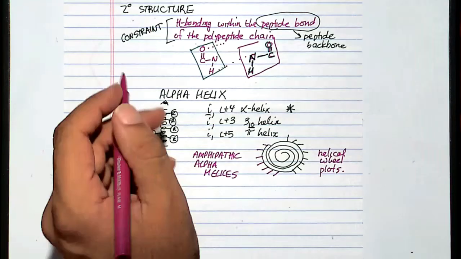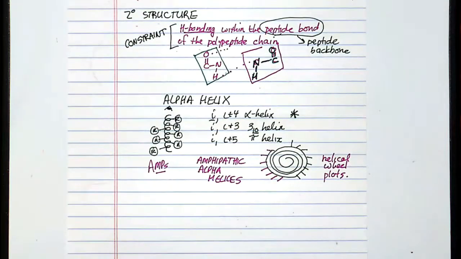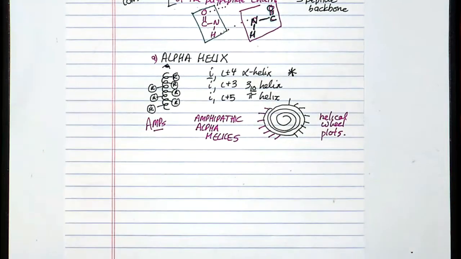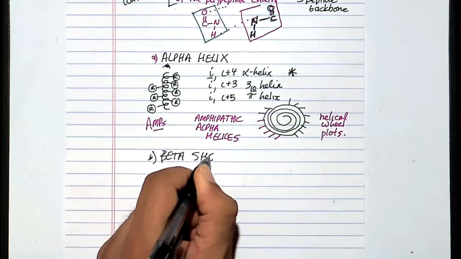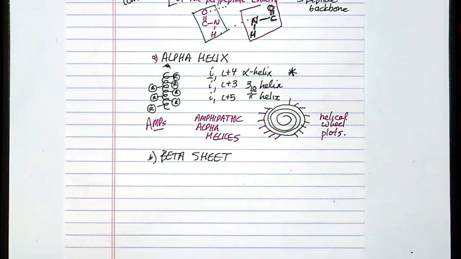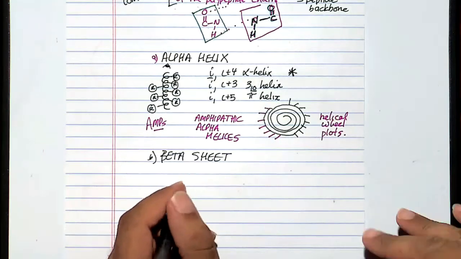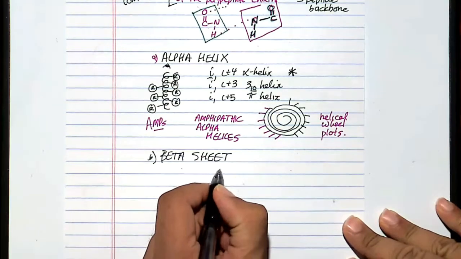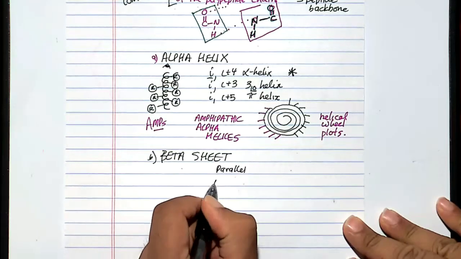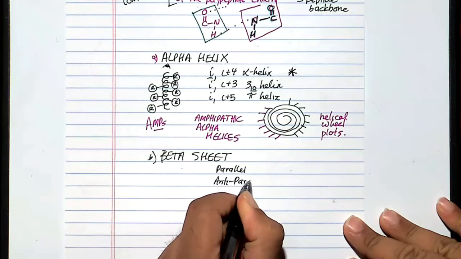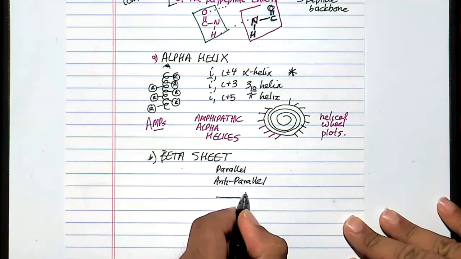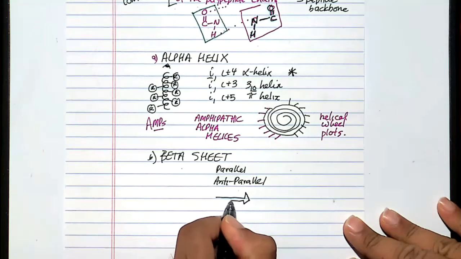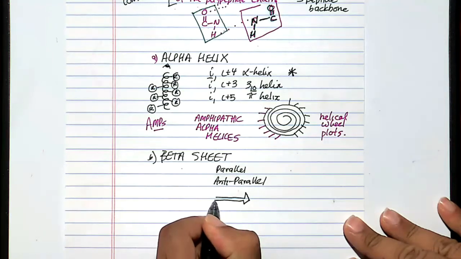All right, so under secondary structure, we have an alpha helix, and then we also have the beta sheet. So this is meant to be a very, very quick cursory review. A beta sheet can be parallel or anti-parallel. So typically a beta sheet kind of looks flat, okay, and it has your directionality of N to C.